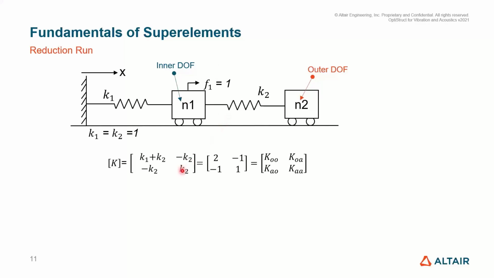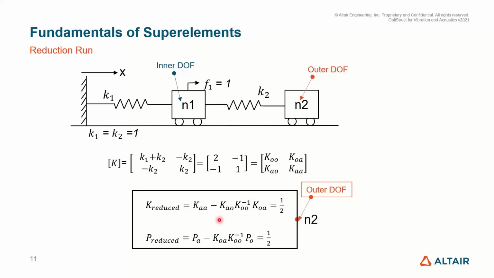We construct stiffness matrix, plug in the values, and partition the stiffness matrix. Then we're using the transformation function we got in previous slides. Then plug in the values. We can have the solution for K reduced and P reduced. At the end, we can put these values into this black box with node 2 as outer degrees of freedom. So by this point, using this transformation, the reduction run is completed. The super element is ready to be used again and again, unless we want to change something inside.